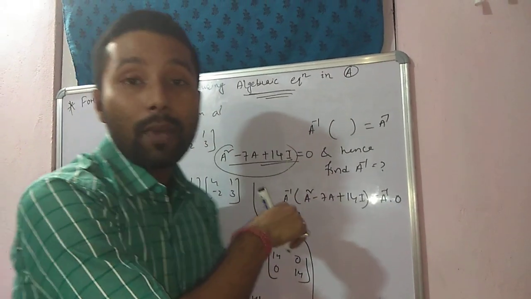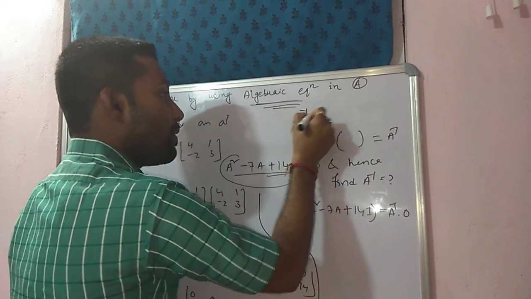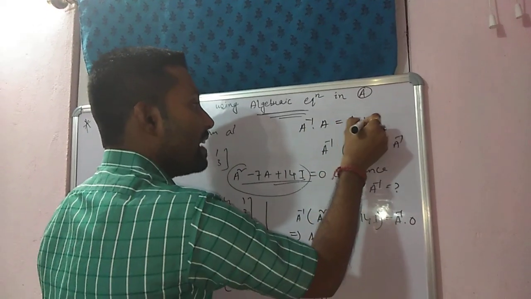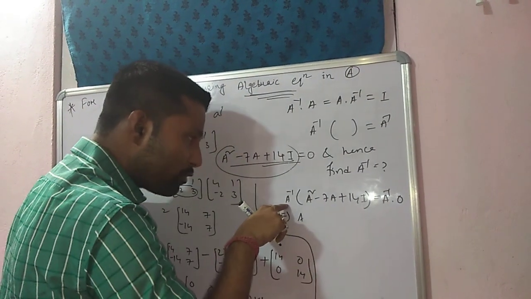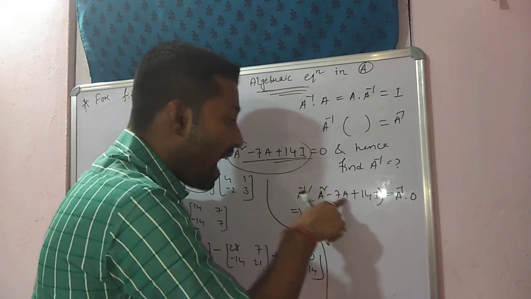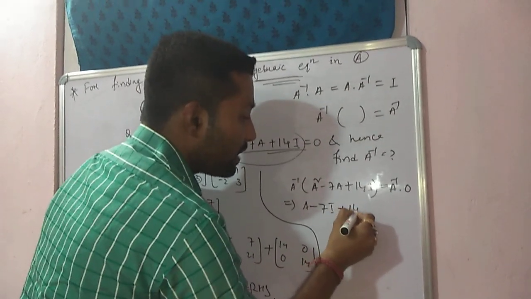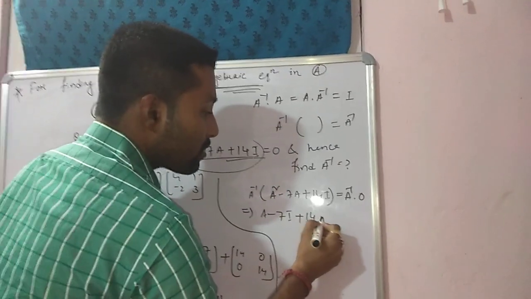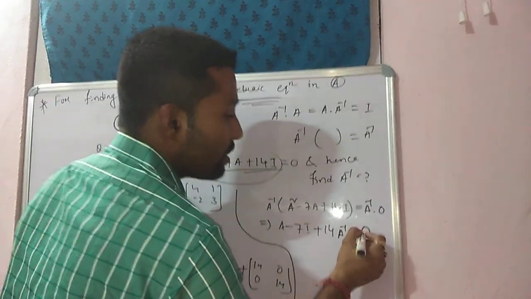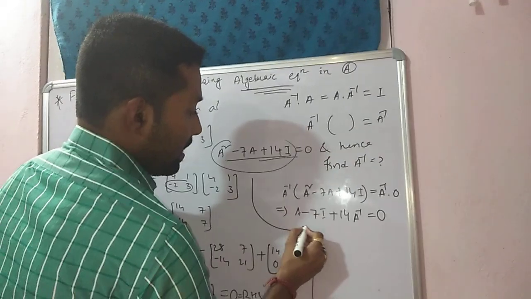Just now I gave one property of the inverse of a matrix. What was that property? A to the power minus 1 into A is equal to A into A to the power minus 1, which is equal to I. So A to the power minus 1 into A is I. I into 7, that is 7I, plus 14 into I into A to the power minus 1, since I is the identity matrix, is A to the power minus 1. This is equal to 0, because if you multiply any element with 0, it will be 0 only.